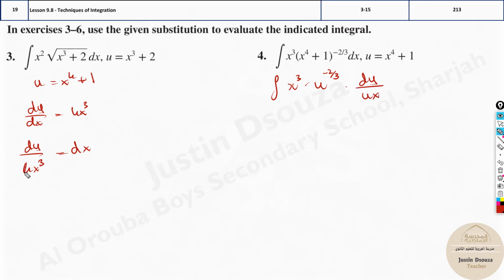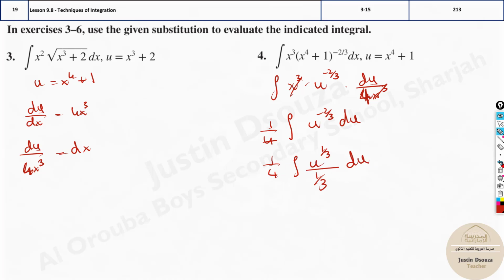Sorry for my bad handwriting. This is 4x cube. Now this x cube cancels. 4 is a constant, so I'll take 1 by 4th outside, and it's u negative 2 by 3rds du. And now we have to integrate this part only. The constant outside, integrated: u negative 2/3 plus 1 will be positive 1/3, divided by 1/3.